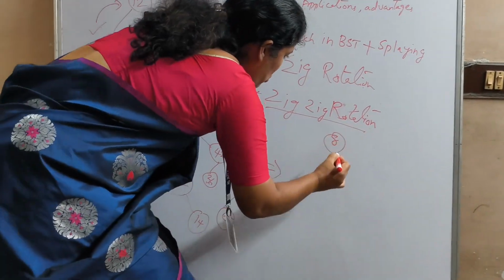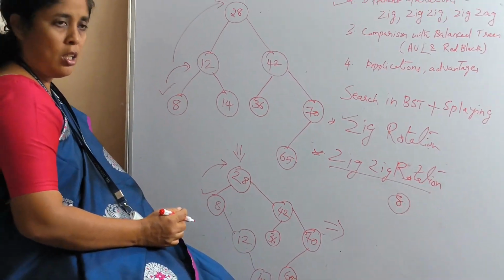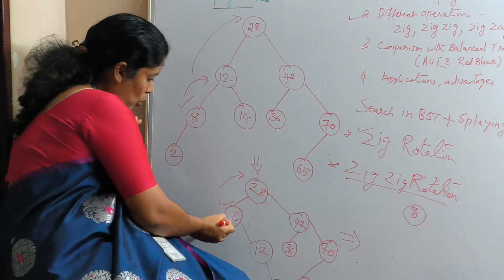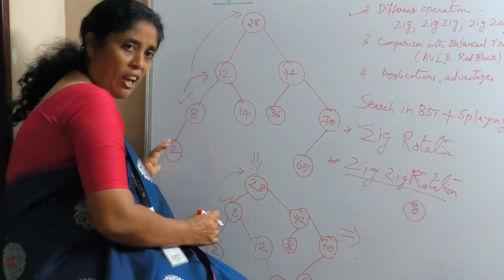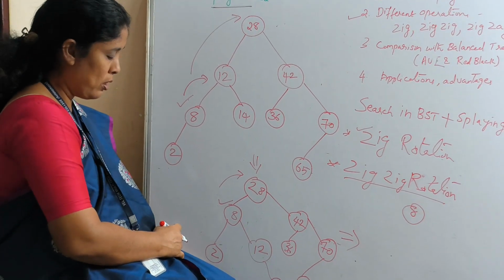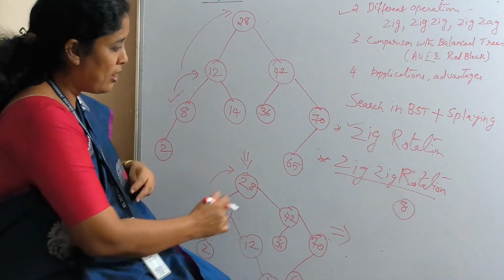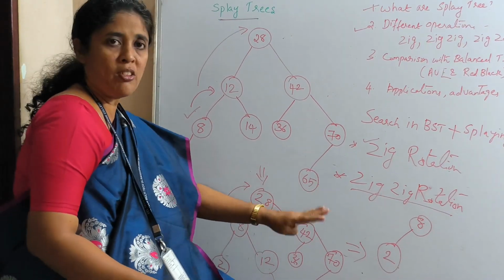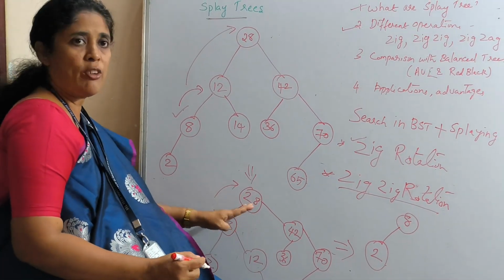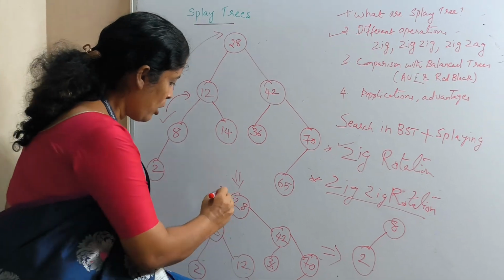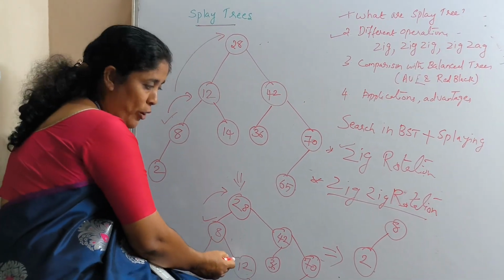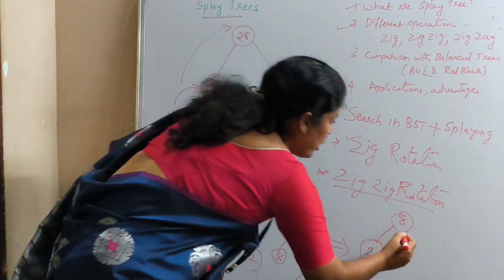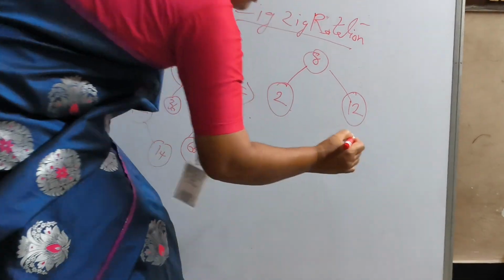So 8 will be at the root, and there are no left nodes here. In the same way here also no left nodes. Suppose we have 2 here, this 2 will be here also. If we rotate again, this 8 will be there and 1 left node will be there, that is 2, and all elements will be on the right side. So we have to satisfy the BST property, the binary search tree property. This 12 is right of 8, so there also it should be right of 8 only. That is 12.